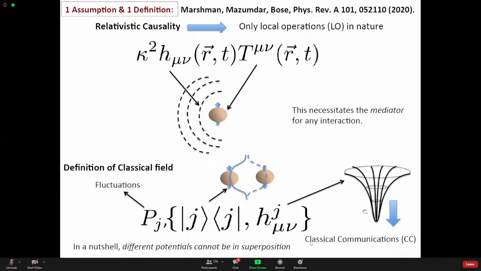Okay, so here I have drawn it as a curvature, but this could also be a tensor field in a flat background. It has to be numbers at every point in space-time, a collection of numbers if it's a tensor. It can be related to whatever quantum state matter is, but the field should be classical. So that is a definition of classical field.